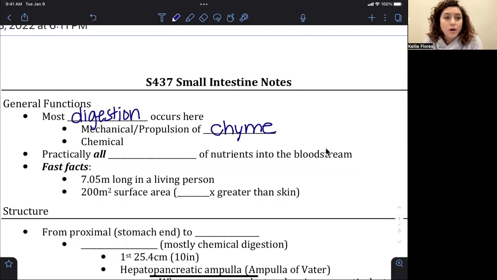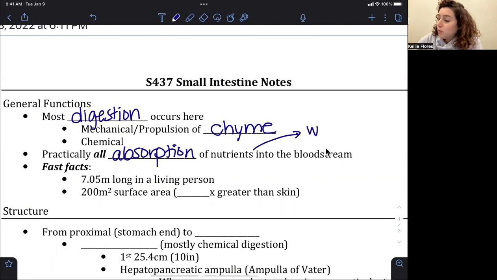Lots of enzymes are involved in the small intestine, and practically all absorption of the nutrients occurs here into the bloodstream. And a part of that is water absorption as well. So water is mostly absorbed at the small intestine too.